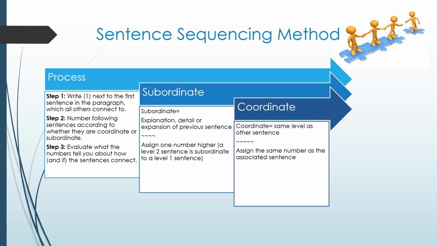If it's subordinate and is giving further details or explanation about the previous sentence, you assign it one number higher. So if the second sentence explains the topic sentence or gives an example to support it, you would assign it a 2, since the topic sentence is a 1. If the sentence is coordinate and is at the same level as the previous sentence, you give it the same number. For example, if your third sentence is another example at the same level as the previous one, you would assign it a number 2 as well. This can be a little hard to understand in the abstract, so let's look at some paragraph types and practice using sentence sequencing on them.